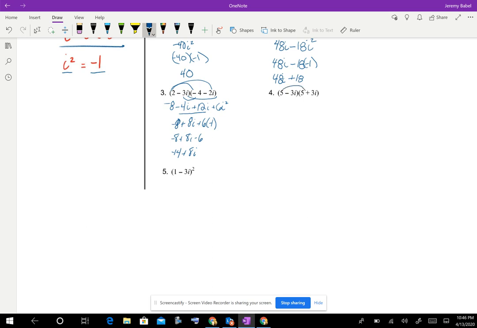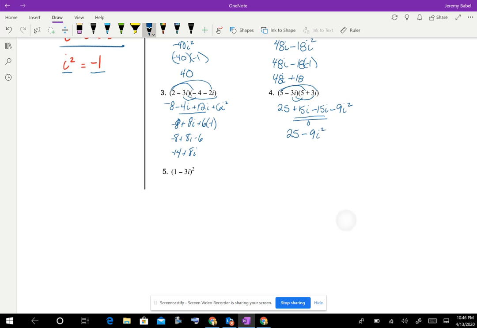All right, so 5 times 5 is 25. Our outer terms, we've got plus 15i, and then our inner terms, minus 15i, and then our last terms, we've got minus 9i squared. And we see that the middle terms cancel. They go to 0, so we've just got 25, that's 0, and then minus 9i squared.